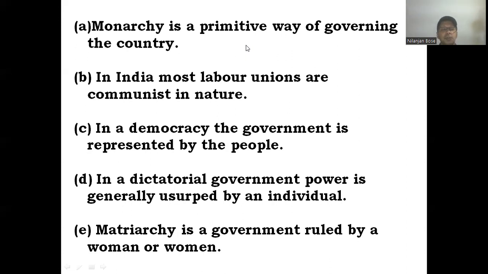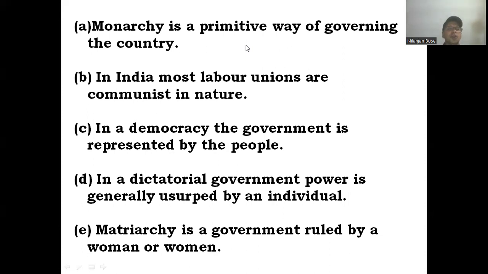Now D, in a dictatorial government, power is generally usurped by an individual. Right. Now, in this particular sentence, that is D, it's talking about another form of government, that is dictatorial. Right. Dictator जो होता है ना, उससे बनता है dictatorial government. So A, C, and D, these three sentences are talking about different forms of government straight away. Now E, matriarchy is a government ruled by women. So once again, it is talking about another form of government.